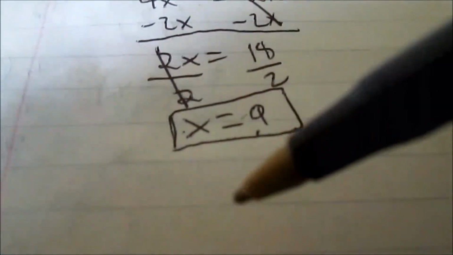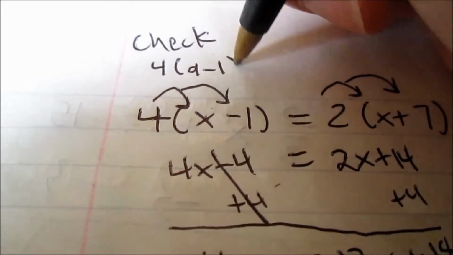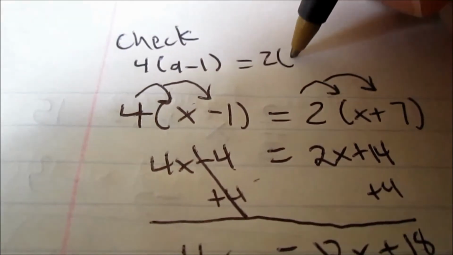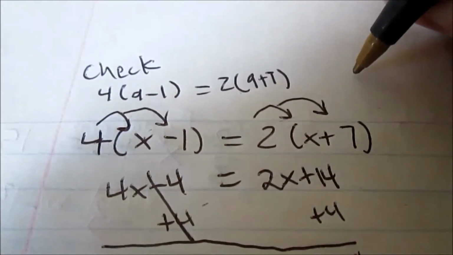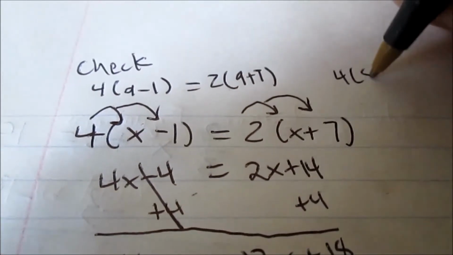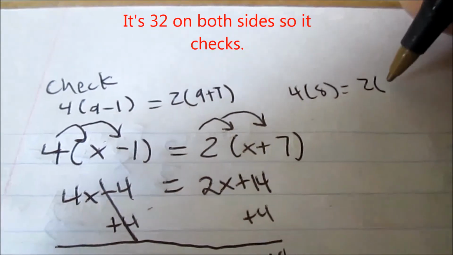And I'm going to show how to check real quick. The answer was x equals 9. So wherever I see x in the equation, I put 9, and I just do the math and see if both sides are equal. Okay, so 9 minus 1 is 8. 4 times 8 is going to be 32 on the left side. On the right side, same thing.